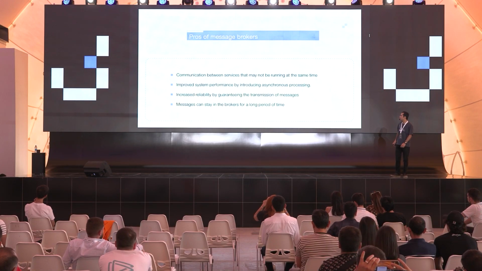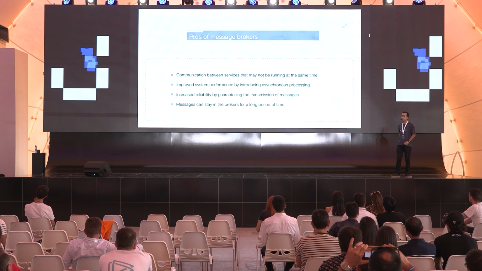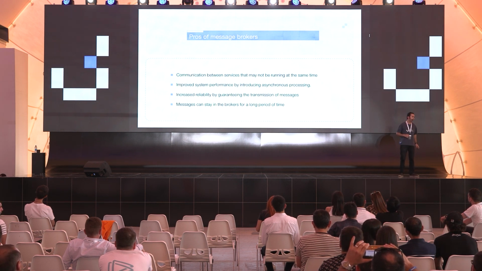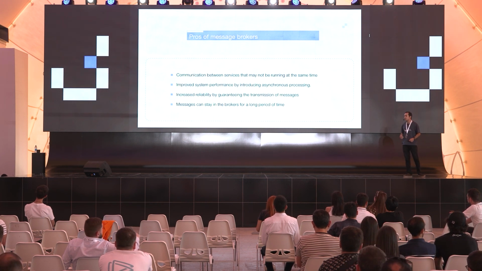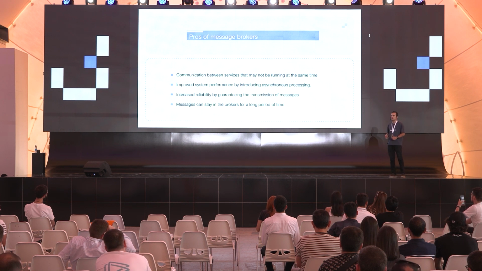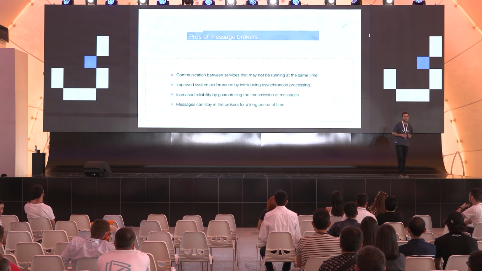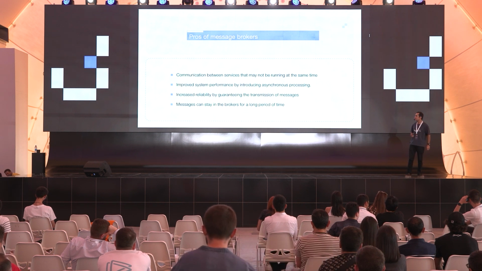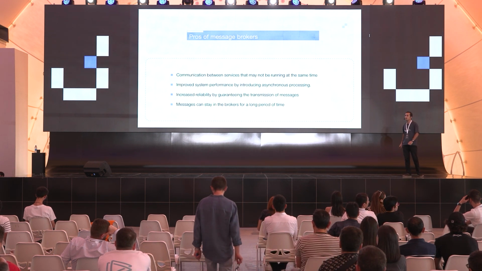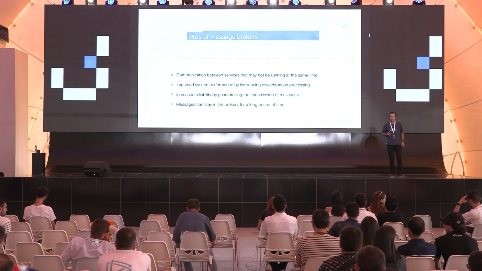Here are the pros of message brokers. So communication between services that may not be running at the same time. For example, producers can produce messages into the topic, and after that go down or go idle, and after that consumers can wake up and consume those messages. So this provides improved system performance by introducing asynchronous communication capabilities. Another advantage is increased reliability by guaranteeing the transmission of the messages. All the message brokers have possibility to retry to send the message in case of some kind of failure, and messages can stay in the brokers for a long time. That means it is impossible to have a data loss.